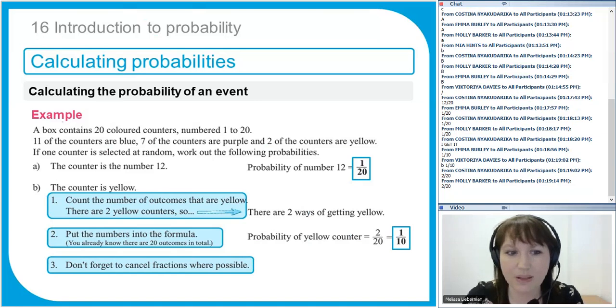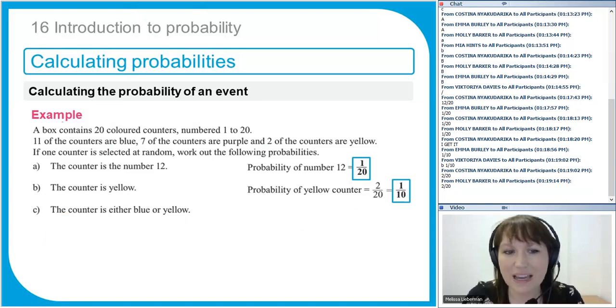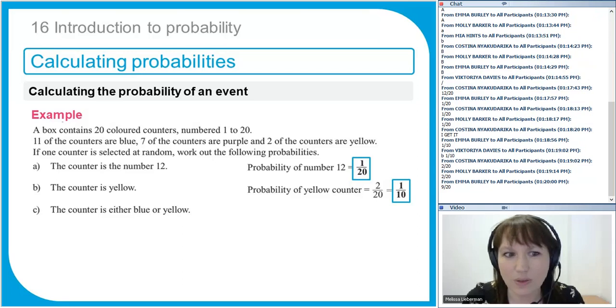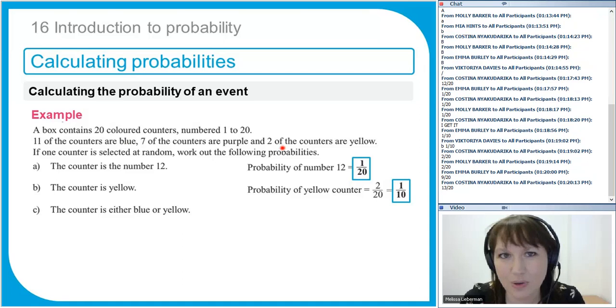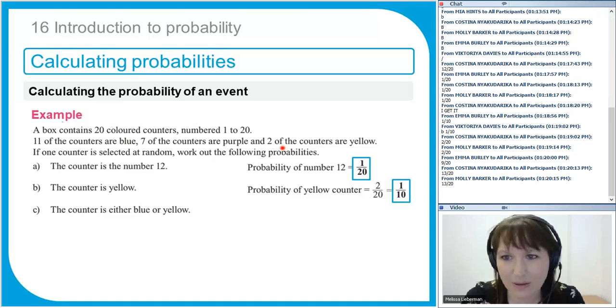Good. Now about the last one. What's the probability that the counter is either blue or yellow? Now, it can't be both blue and yellow. We'll be learning about and/or rules in probability much later on towards the end of Unit 3. So what we do is we look at how many blue and yellow counters there are. There are 11 blues and there are 2 yellows. So altogether, there are 13 counters that are either blue or yellow. So in other words, how many counters are either blue or yellow out of how many counters altogether?